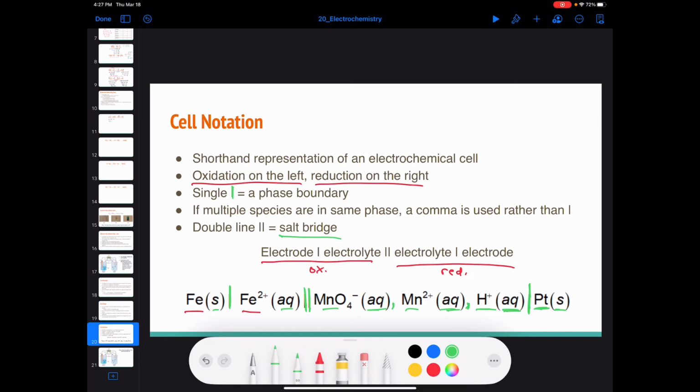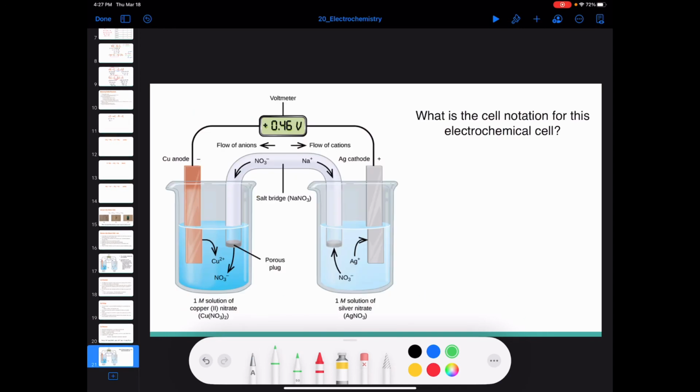So let's go ahead and just try one of these, see if we can make sense of it. All right, so for this one, let's try to write out our cell notation. So what's actually happening? Remember, we want oxidation, and then we want our salt bridge, and then we want reduction. Now, luckily, most diagrams are drawn with the oxidation on the left, but not always, so you should always double check.